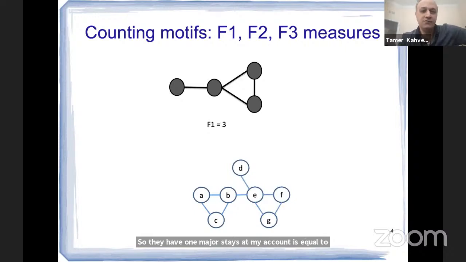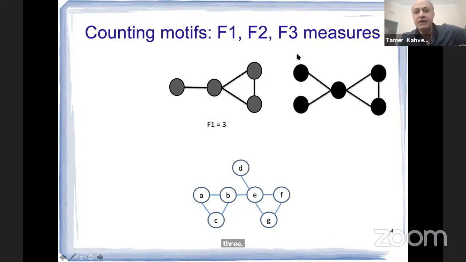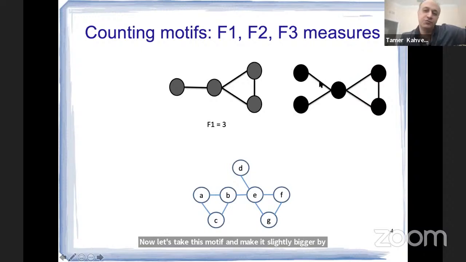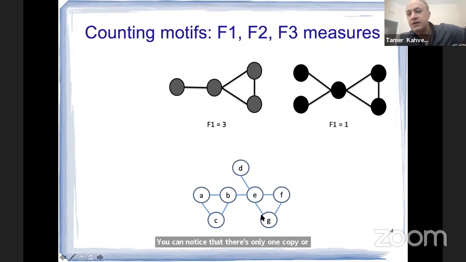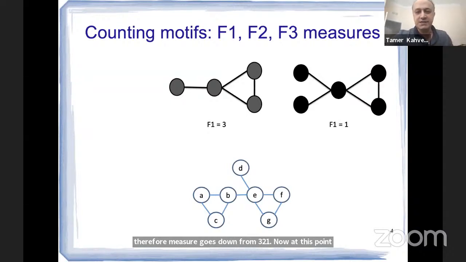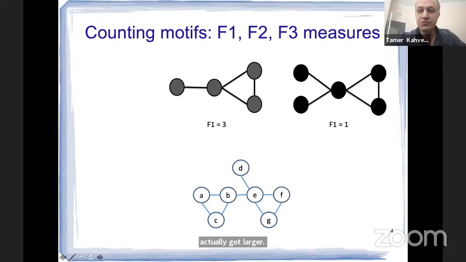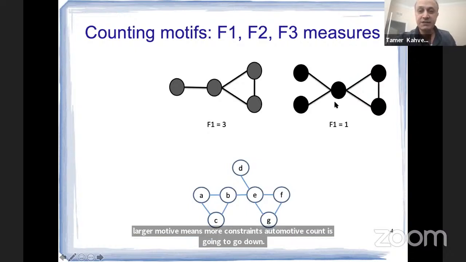Now let's take this motif and make it slightly bigger by adding a new node and a new edge to the motif. Now, how many times does this motif appear in the target network? You can notice that there is only 1 copy over here. So the F1 measure goes down from 3 to 1. Now, at this point, you're possibly thinking that it's not surprising that the motif count went down because my motif actually got larger. So larger motif means more constraints, so the motif count is going to go down. But actually, that's not the reason why the motif count went down.